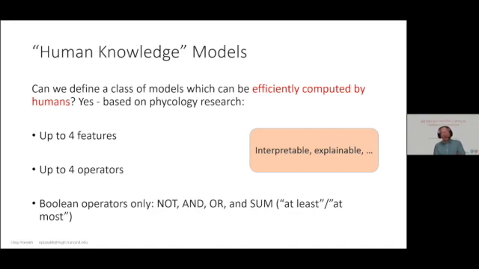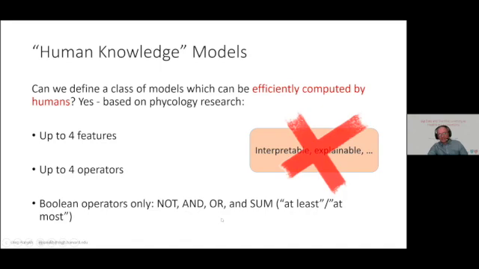Some is another operator, which basically means I say, okay, if out of 3 conditions, 2 are satisfied, then I'm going to do that. Any 2. I'm not concerned with specifically which ones. So what I'm driving at is that psychology pretty much describes what humans can compute efficiently. And that's what exactly drove our development of those human knowledge models in our case.